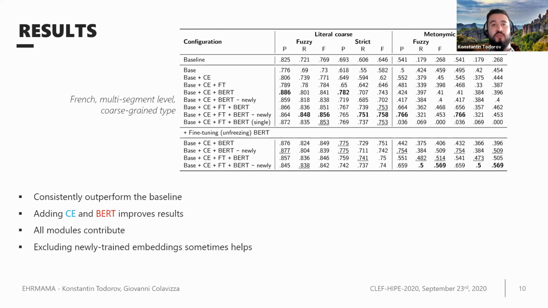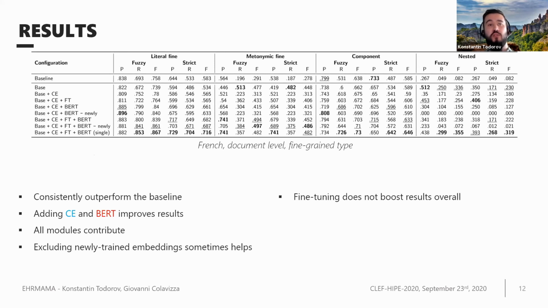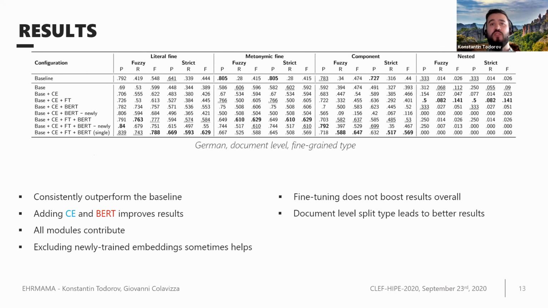However, sometimes we see that excluding the newly trained embeddings actually helps. This is mostly visible for the case where we have all modules enabled. And finally, we see that fine-tuning BERT does not really boost results, as the better results here are actually without fine-tuning at all. The same conclusions are visible in the fine-grained type for the French multi-segment level, as well as the document level. However, for the document level, we see that it performs quite a bit better compared to the multi-segment level. This is also visible for the German language. We have the same observations there.